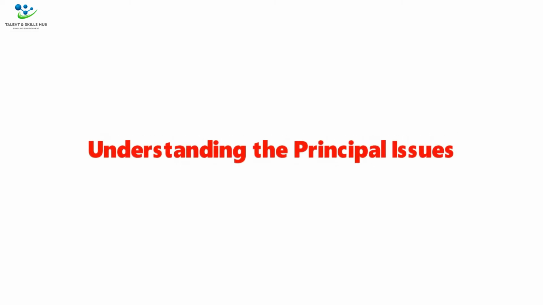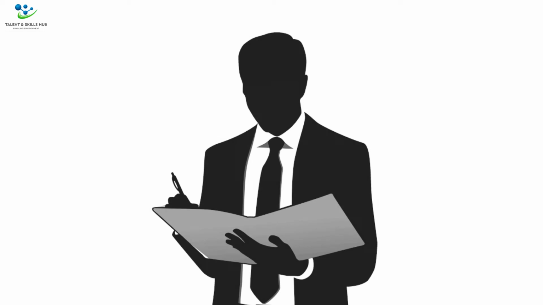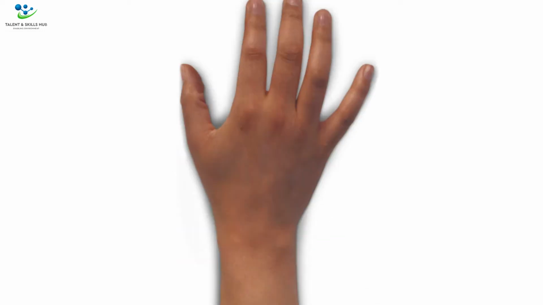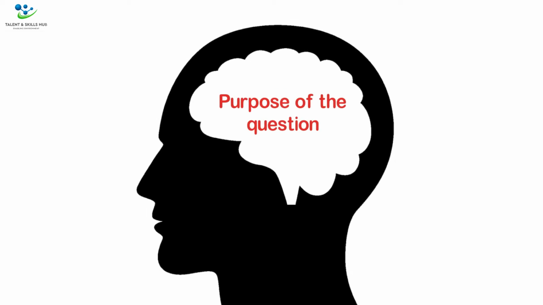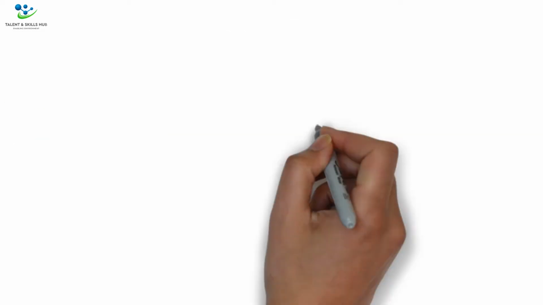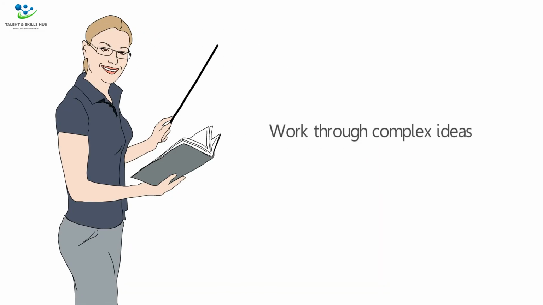Understanding the principal issues. The first principle of understanding your assignment question is knowing your audience. Another basic principle of understanding the questions is knowing the purpose of the question, and allowing that purpose to shape your discussions. Your professor wants to see you work through complex ideas and deepen your knowledge through the process of producing the paper.